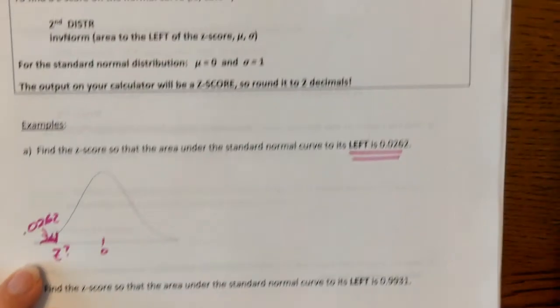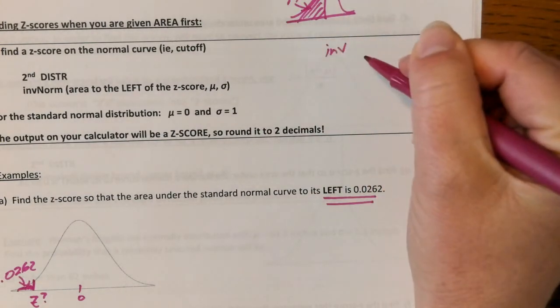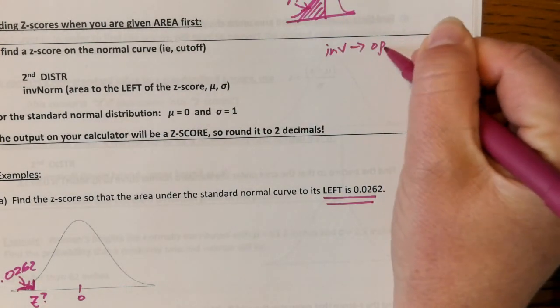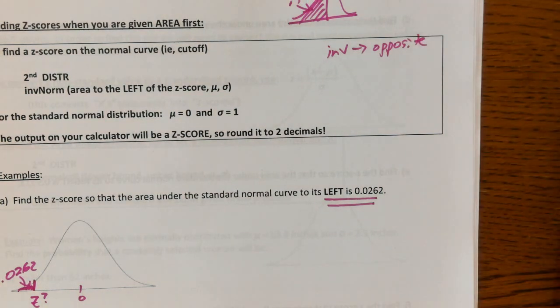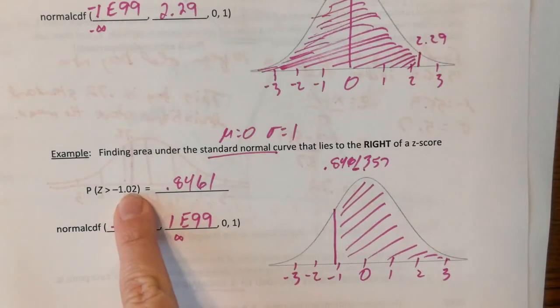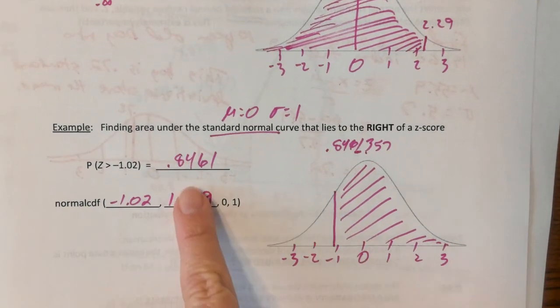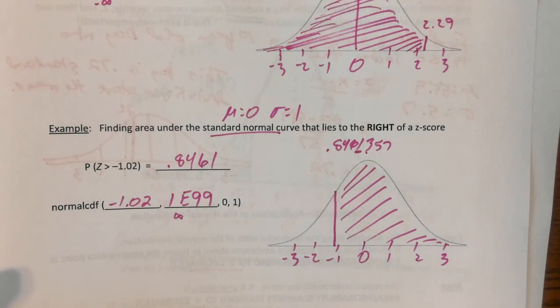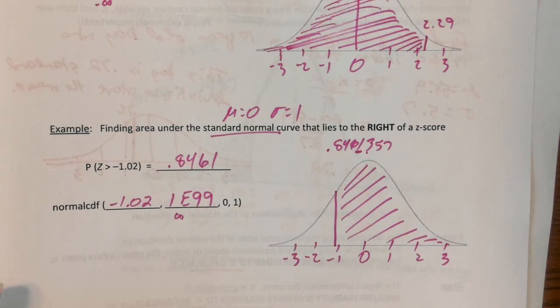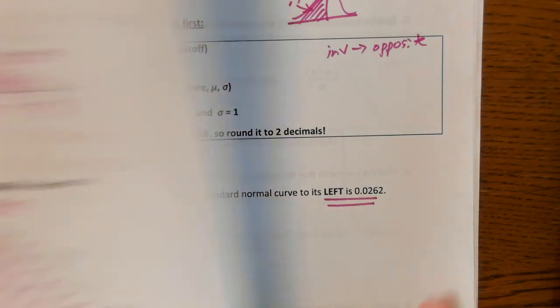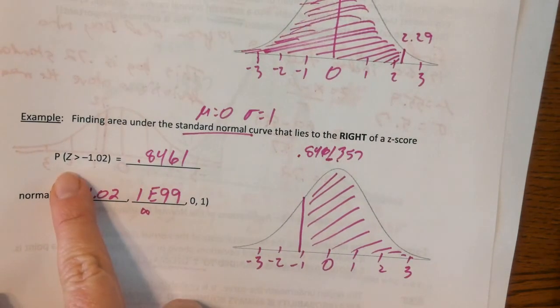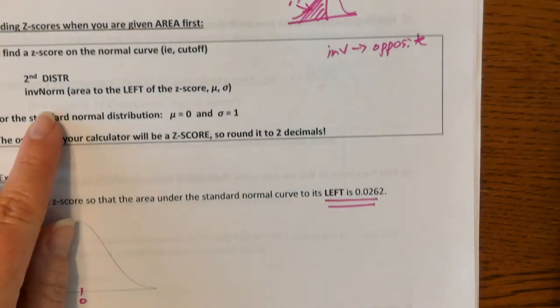Now notice what happens. In math, that term inverse basically means opposite or reverse. Normally, we give the z-scores and it gives us the area. But now we're doing it backwards. We're doing it opposite. We're doing it in reverse. We're going to give the area. We've got the four-digit area. We want it to give us the z-score. So we are going to pick inverse norm.